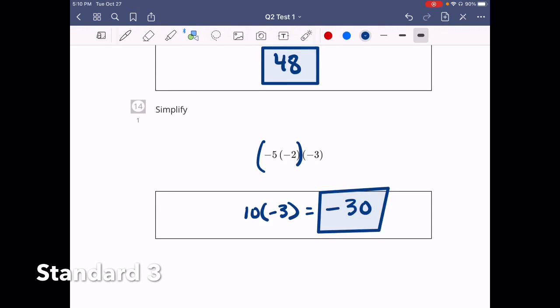All right, anytime we have an odd number of negatives that are multiplied together, the answer will always be negative, right? Because as you can see, the even numbered negatives will cancel each other out and they will become positive.